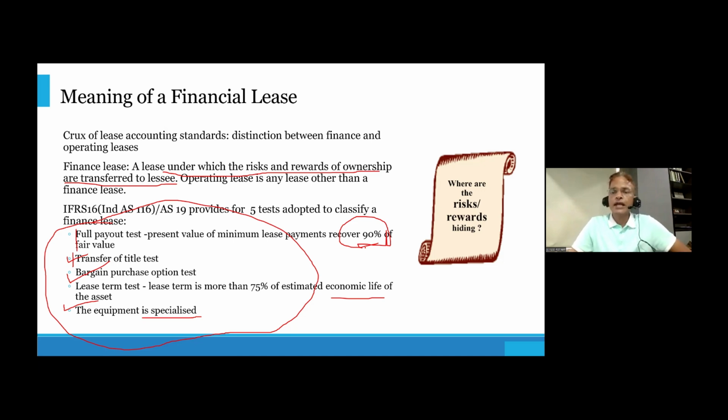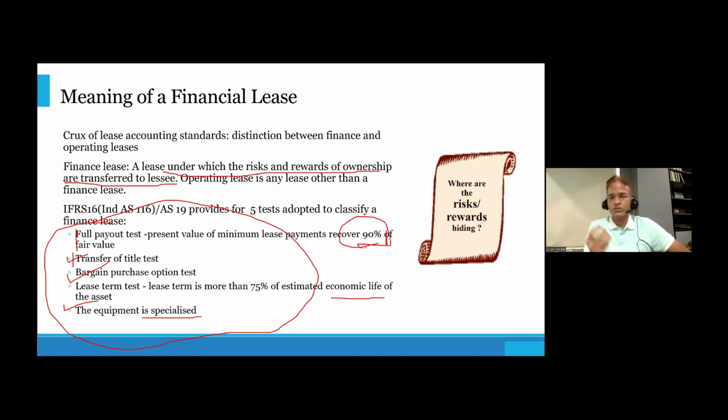The standards would actually say substantially the whole. Standards don't define a numerical percentage. Standards say recover the whole or substantially the whole of the lessor's investment in the asset. It uses words like substantially the whole. But in practice, we say if the lease payments, if the unconditional lease rentals are recovering 90% or more of the investment in the asset, then the lease should be a financial lease.